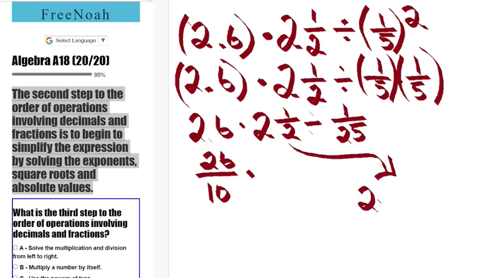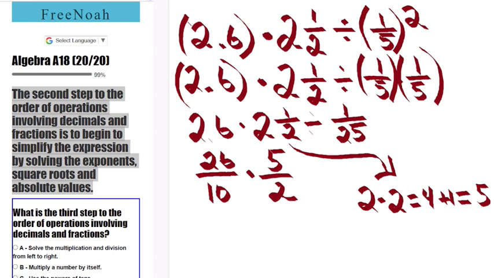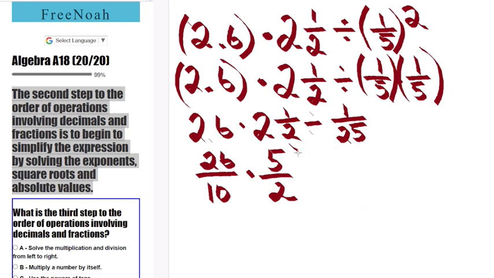Next, let's turn this mixed number into an improper fraction. 2 times 2 gives us 4. 4 plus 1 gives us 5. Now we have a numerator of 5, and the denominator, we just simply copy it, which is 2. So 5/2. Let's clean this up here and drop down the division here. Divided by 1/25.